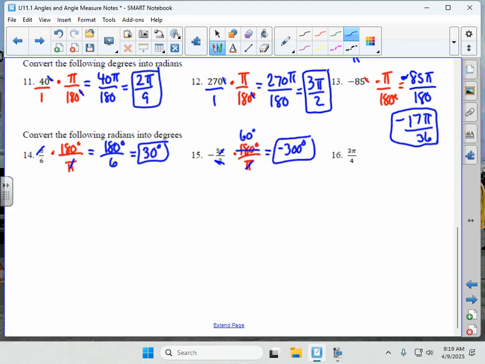3 pi over 4. Again, multiply it by 180 degrees over pi, so we can cancel the pi's out. Multiplying 3 times 180, and then we're going to divide that answer by 4. It's going to give us 135 degrees. A 135 degree angle is the same as 3 pi over 4 radians.